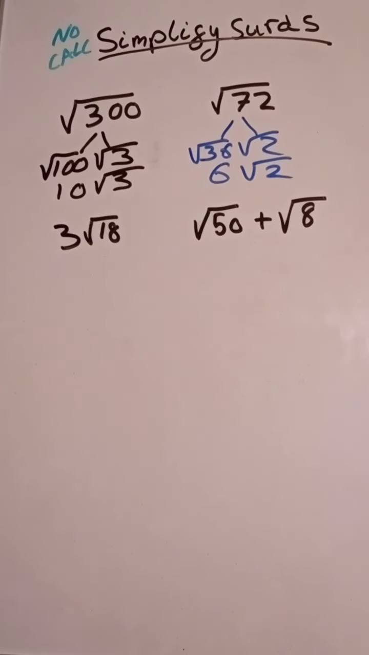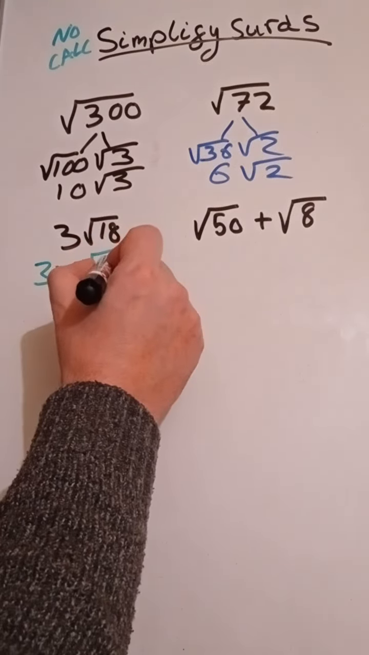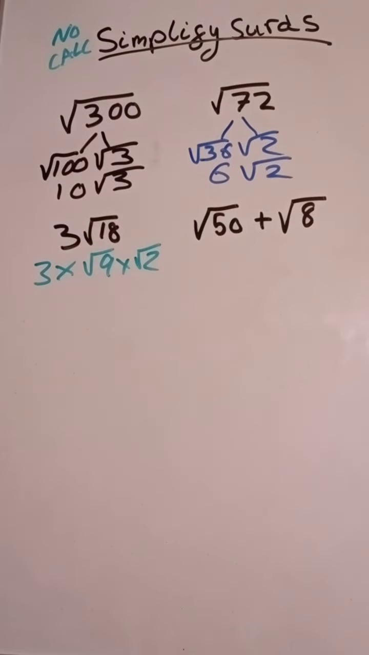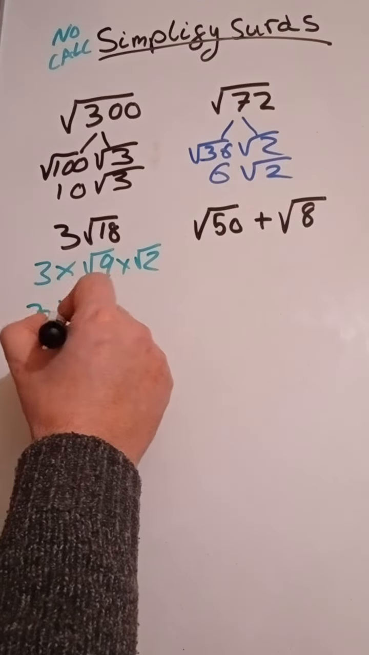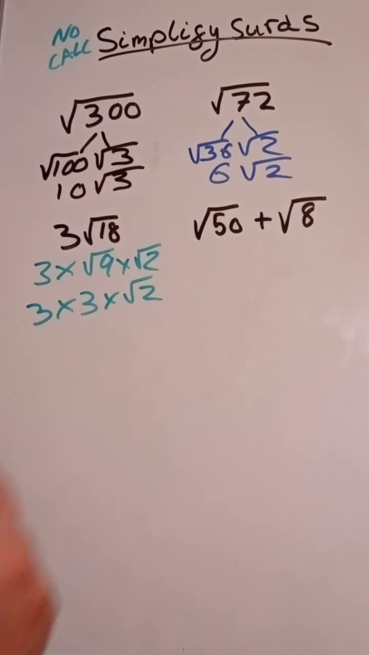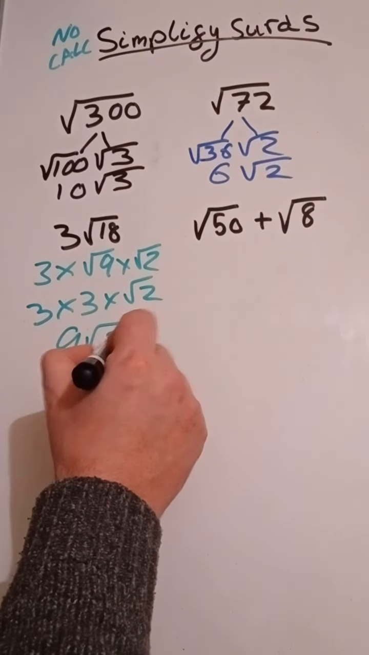Well, the biggest square number that goes into root 18 is 9. So I've got 3 times root 9 times root 2. 9 times 2 is 18. Well, the square root of 9 is 3. So I've got 3 times root 2. 3 times 3, that's 9. So I've got 9 root 2.